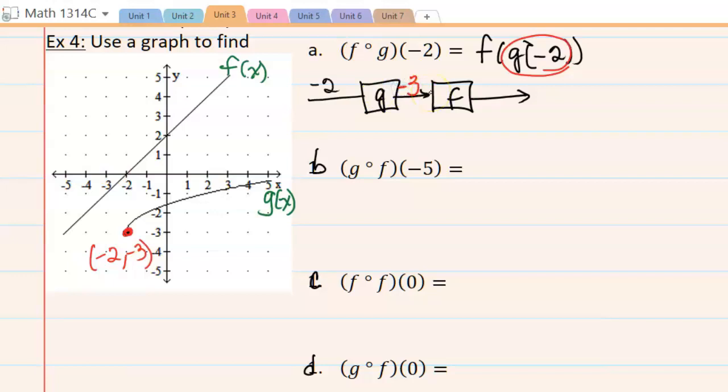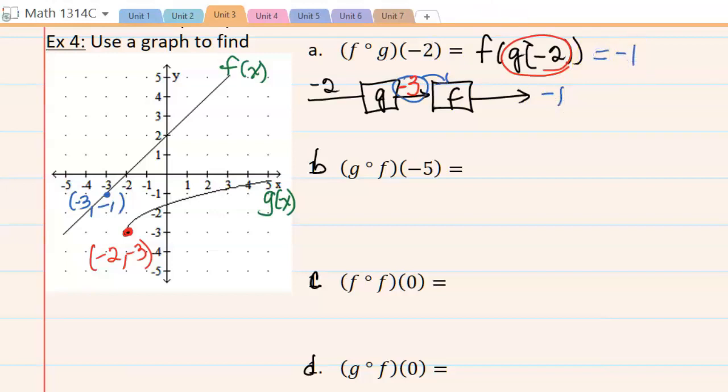Now we need to place the negative 3 into the f box. Looking at the f graph, we need to find the point that has the x value of negative 3. We find that the point (-3, -1) is on the line, the graph of f. So f of g of negative 2 is equal to negative 1.